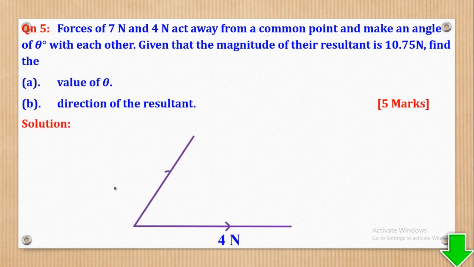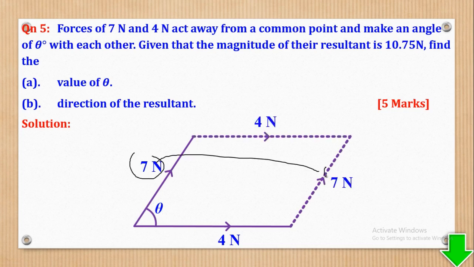So we have to first represent this with a force diagram. So these are the two forces, they're acting away from each other, away from a common point, and the angle between them is theta. The next is to use the parallelogram rule. So you have to reproduce this force here with a dotted line, and also reproduce this force here with a dotted line. We use dotted line to show that this is not a force on its own, it's just a representation of one of the forces on the diagram.